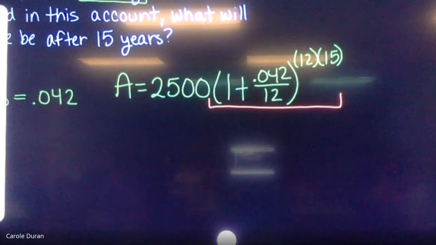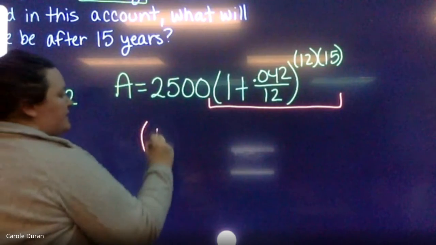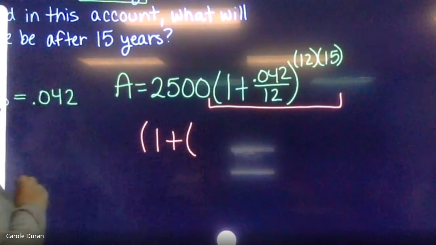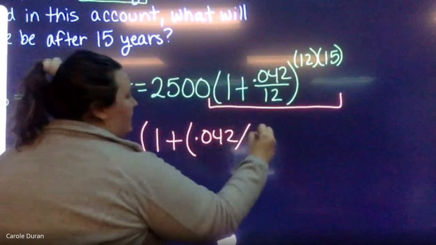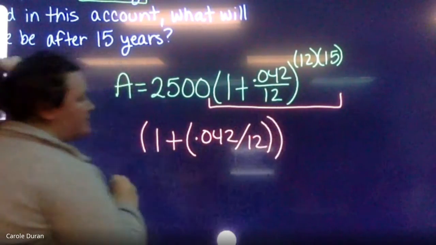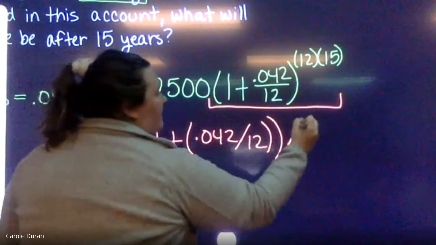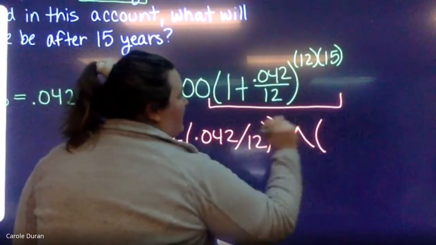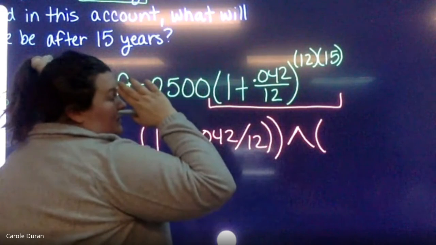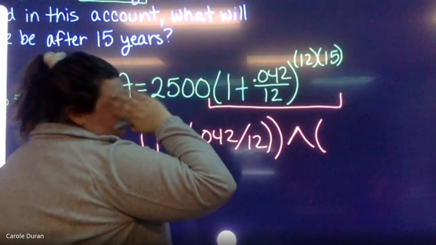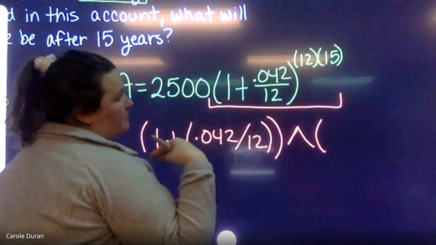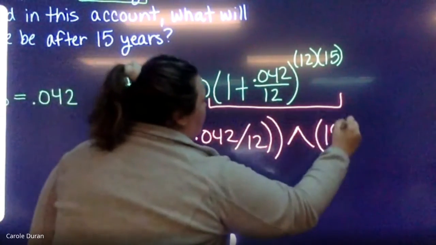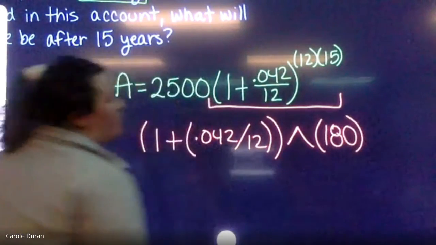So if I'm plugging that into my calculator, I'm going to do parentheses, 1 plus, parentheses again, 0.042, and then divided by 12, close, close. And then we're going to take that to the 12 times 15. Oh, gosh. Is that 600? No, it's not. That's 180. That makes so much more sense. So to the 180 power.